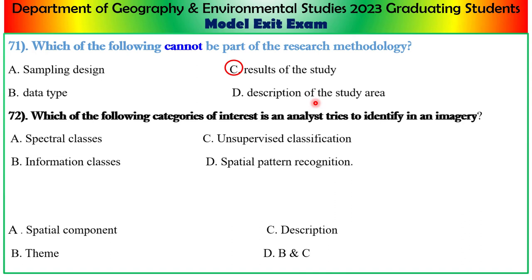Unsupervised classification is one of the classification techniques that helps to identify the land use land cover. Supervised classification is a specific method of technique used to automatically classify pixels into clusters or classes based on their spectral properties without prior knowledge or training data.